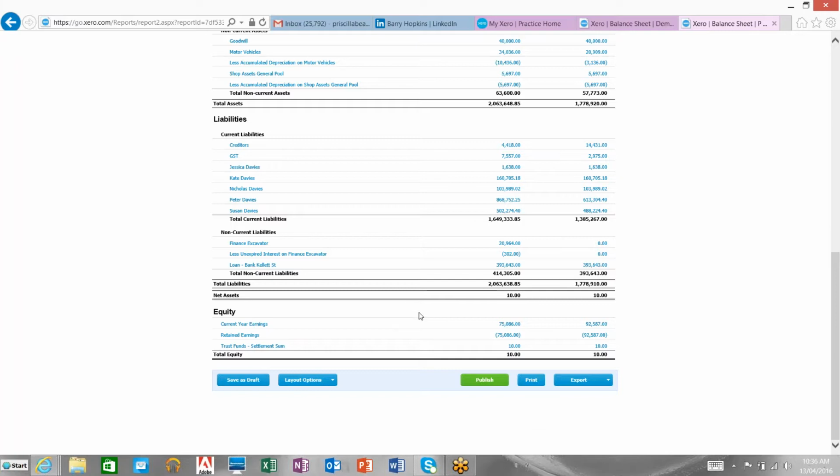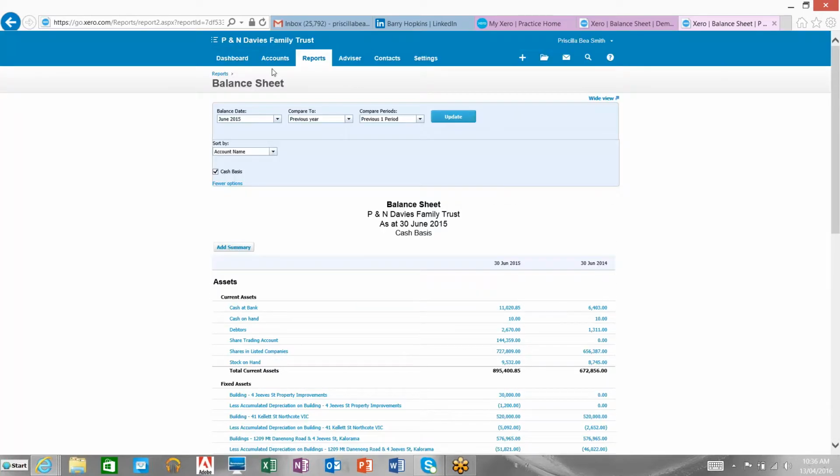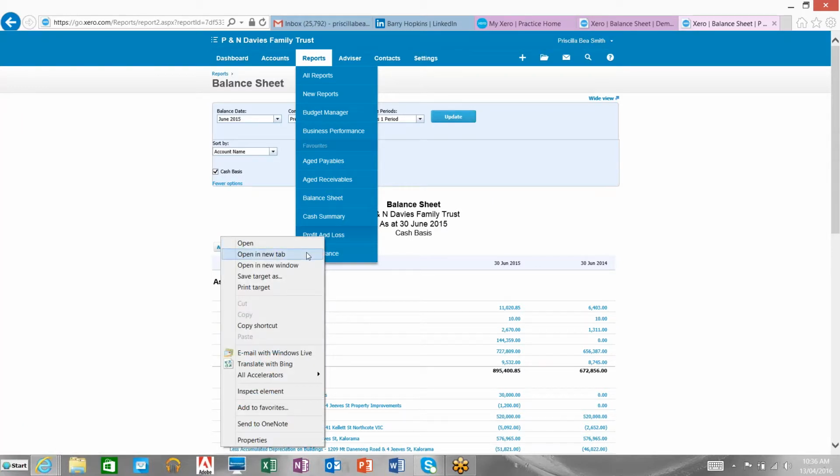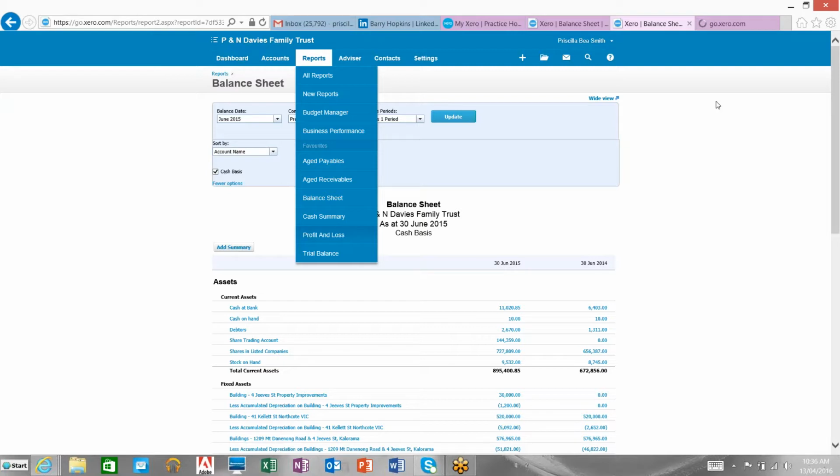Don't forget, this is a trust. Current year earnings 75,000. It is the profit of this year, and I should have left the profit and loss open for you to see. Let's open a new tab, so we don't lose this and I can flick through it and show you.